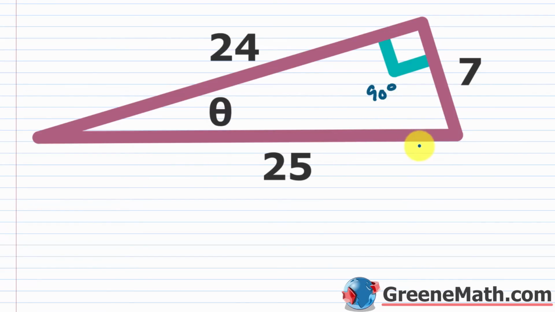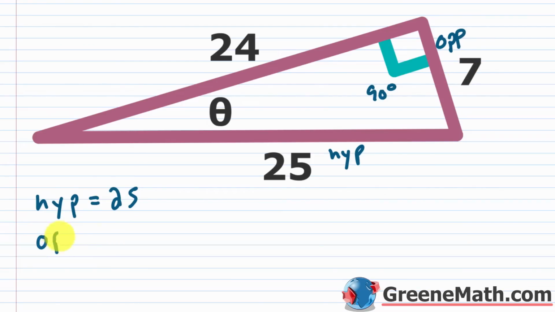That's the longest side. So let's label this as HYP for hypotenuse. And you can write over here that the hypotenuse is going to have this length, which is 25. And then if you think about this angle theta that we're working with, the side that is opposite of this angle is this guy right here. So I'm just going to say this is OPP for opposite. And I'll say that length is going to be 7.